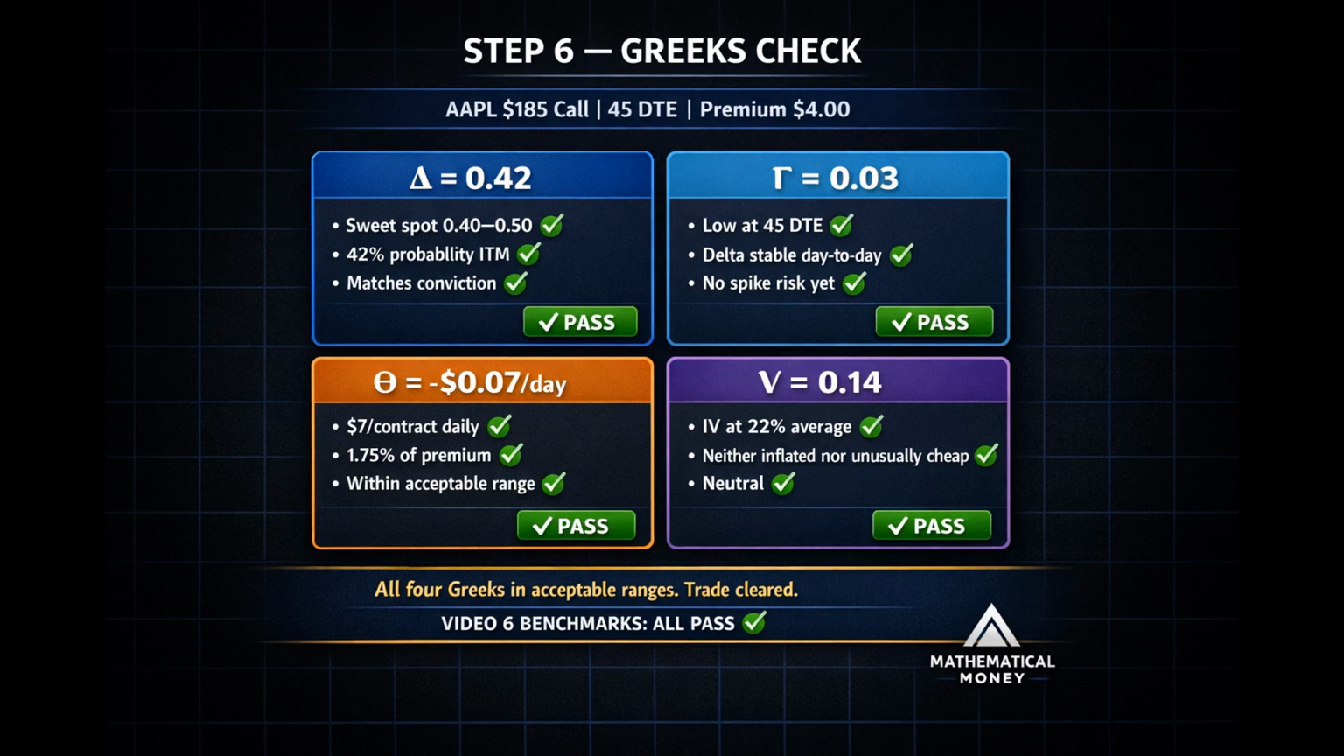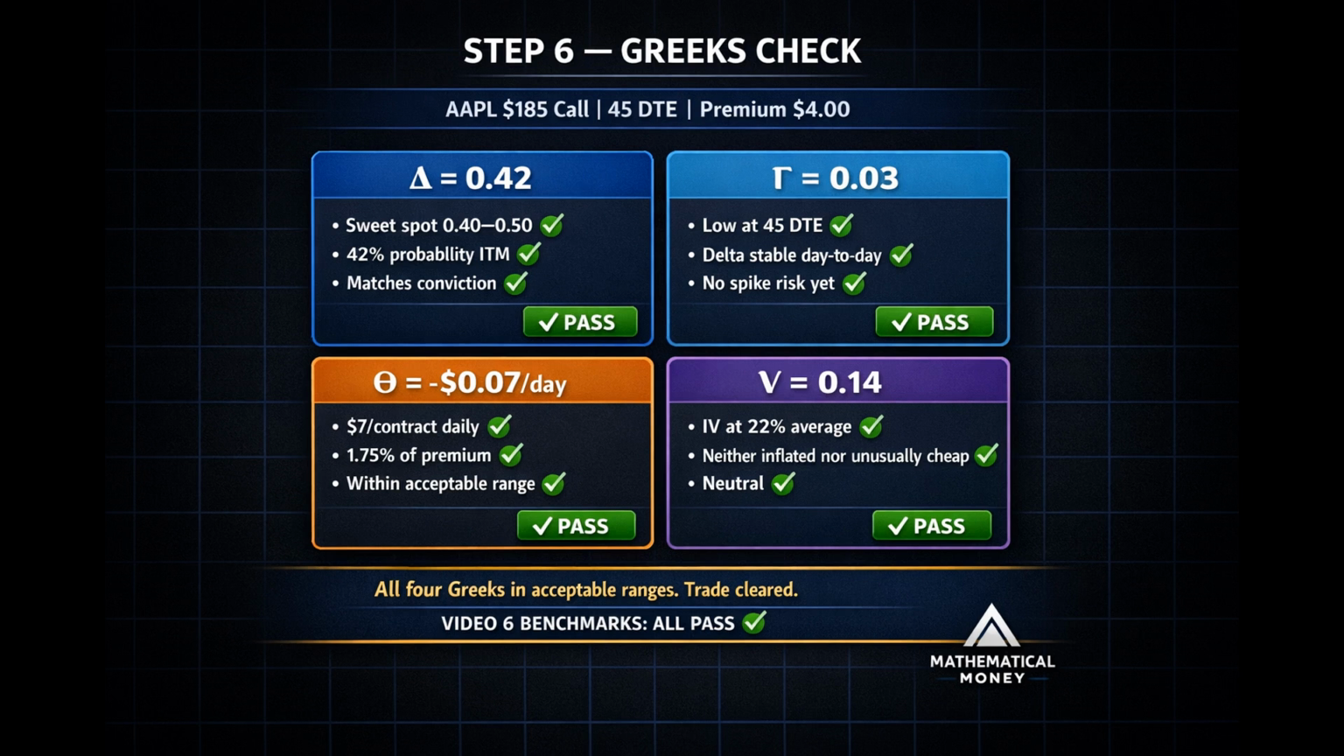Step 6. Greek check before entry. You pull up the Greeks for the 185 45-day call. Delta, 0.42. This is in the sweet spot. You are getting meaningful directional exposure without overpaying for a deep in-the-money contract. The 42% probability of finishing in the money is consistent with your moderate to high conviction thesis.